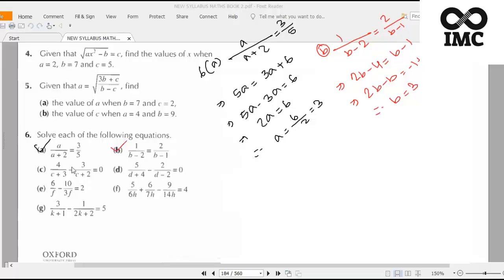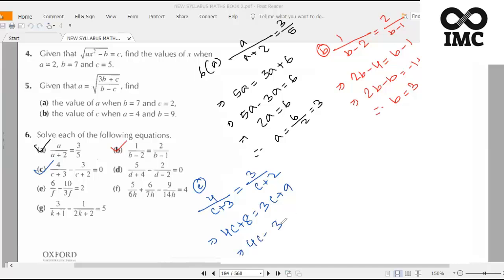Now question number c. Question number c says 4 divided by c plus 3. We can move 3 by c plus 2 to the other side, so equal to 3 by c plus 2. Now do the cross multiplication. So 4 multiplied by c plus 2 is 4c plus 8 equal to 3c plus 9, or we can write 4c minus 3c equal to 9 minus 8. Then the value of c will be 1.